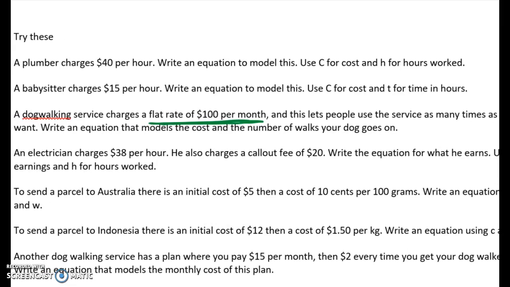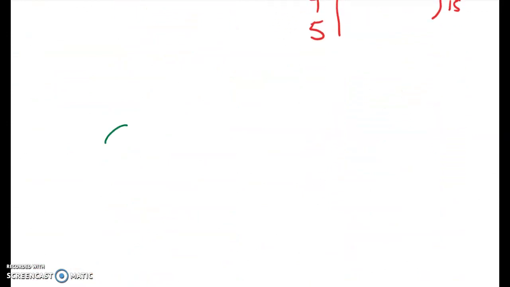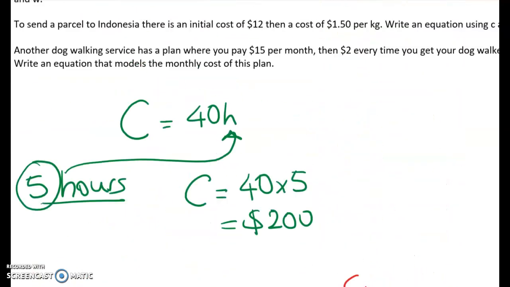We have to write an equation linking the cost and the number of walks your dog goes on. So we're going to call the cost C and the number of walks W, right? But we know that it doesn't matter how many walks, the cost is just going to be $100. So that's an example where the gradient is 0. So the cost does not change.